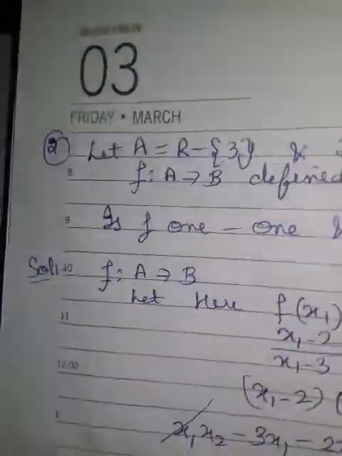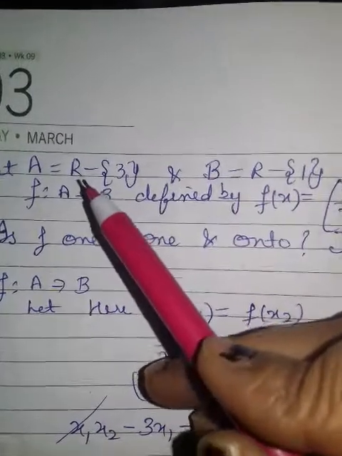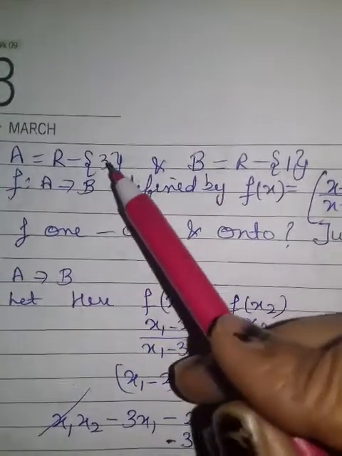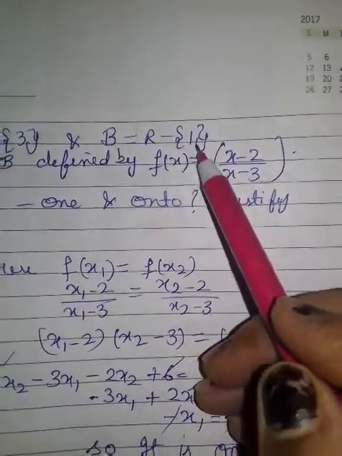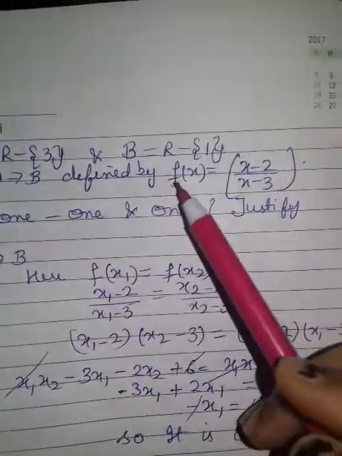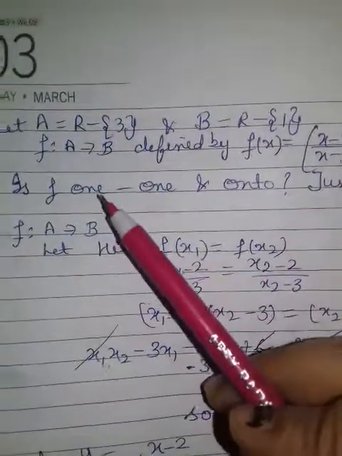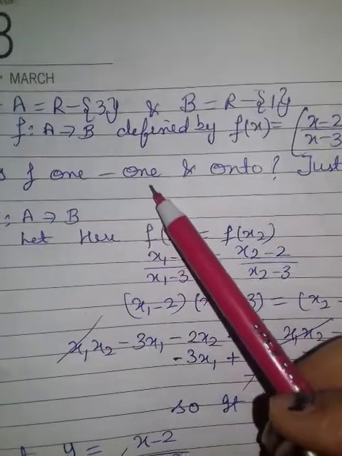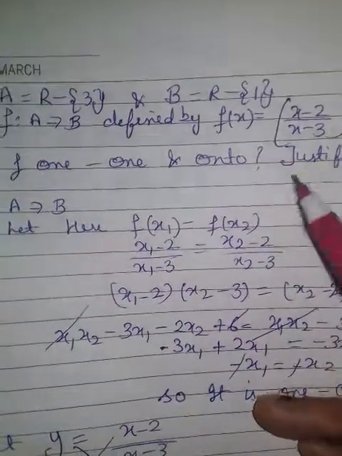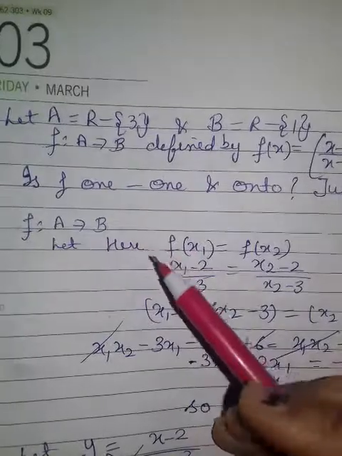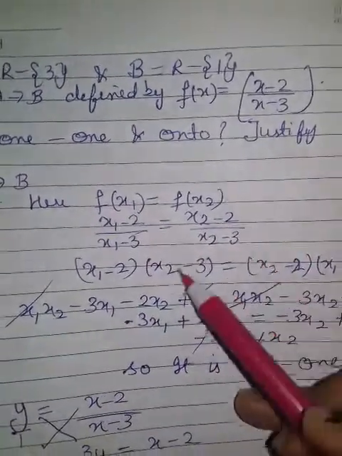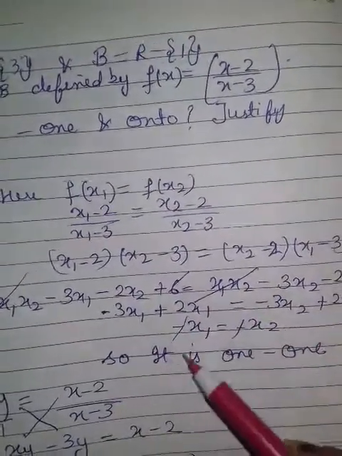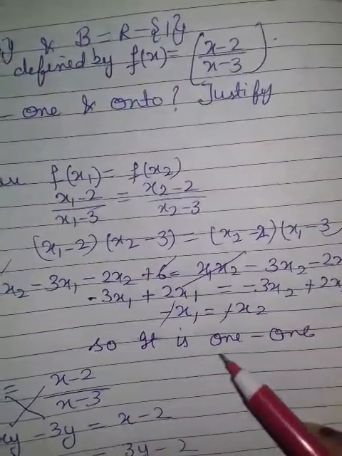Got my point? Now for the next example, let A be R minus {3}, real numbers excluding 3, and B be R minus {1}, excluding 1. So f from A to B is defined by f(x) equal to this. Is this function one-one or onto? Justify your answer. First take f(x1) equal to f(x2), cross multiply, and after cancellation you get x1 equals x2, so it is one-one.